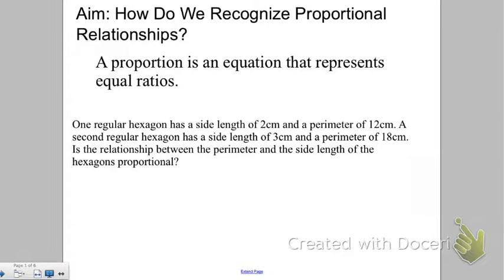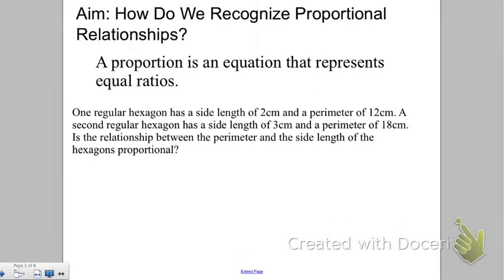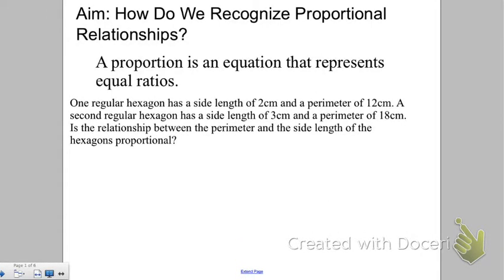The first question. One regular hexagon has a side length of 2 centimeters and a perimeter of 12 centimeters. A second regular hexagon has a side length of 3 centimeters and a perimeter of 18 centimeters. Is the relationship between the perimeter and the side lengths of the hexagons proportional? Take a second to copy down the question.